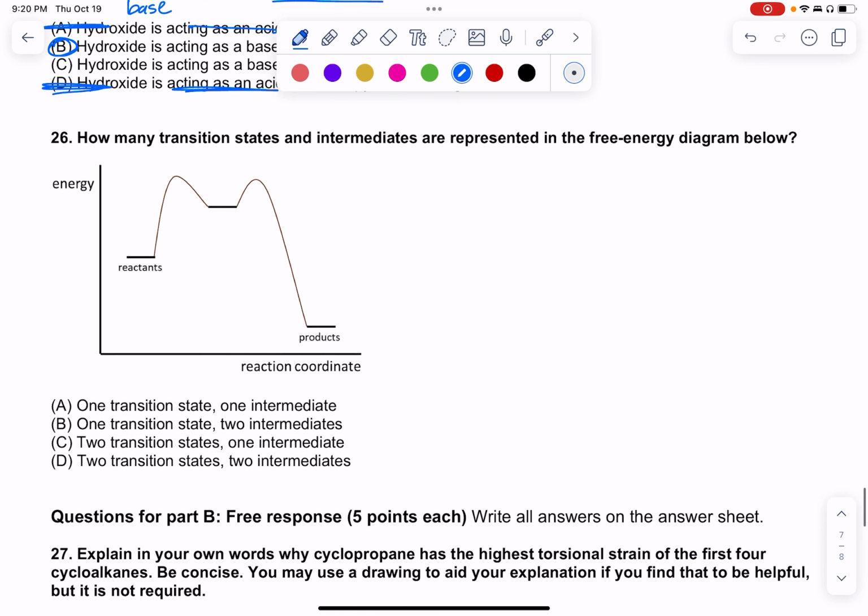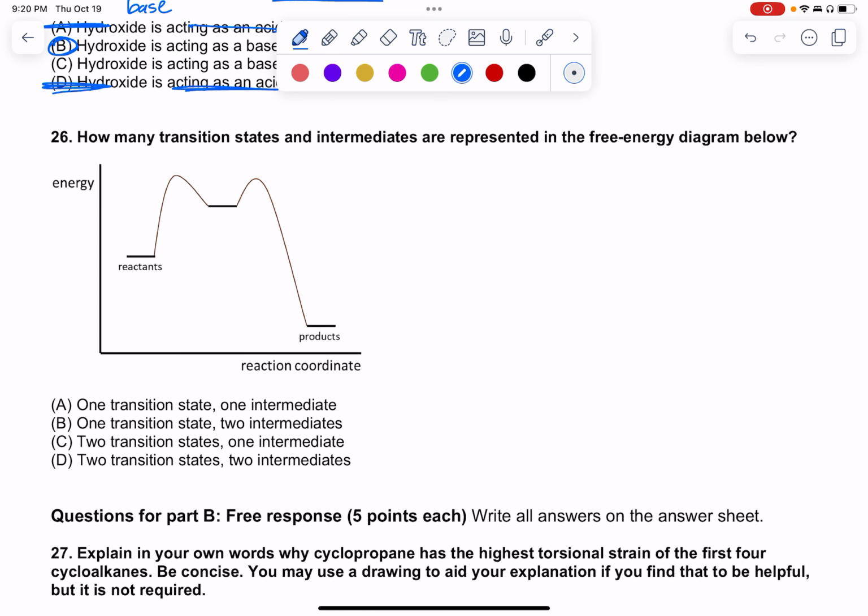And then here, how many transition states and intermediates are present? All right, well, we know that our transition states are our peaks, and our intermediates are going to be the troughs in between 2 peaks. So we've got 2 transition states, and we've got 1 intermediate. This is just understanding how these graphs work. You've got one thing happening. This is a hump to get over something.